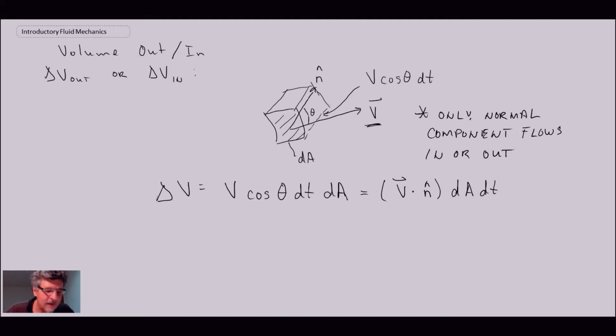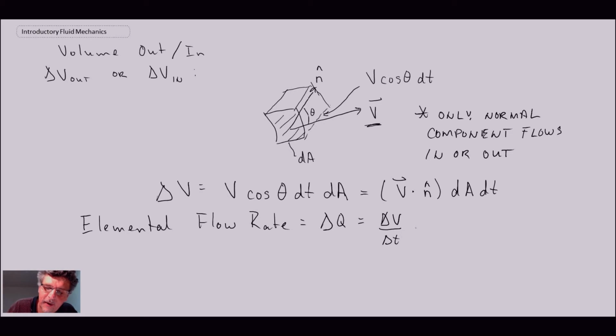Now that's a delta V. Now what we want to look at is the elemental flow rate, which would be equal to delta Q. And delta Q is going to be the elemental volume divided by time, delta t. So with that, our expression can be rewritten in the following manner. And notice the dt disappears in the limit of infinitesimal values.